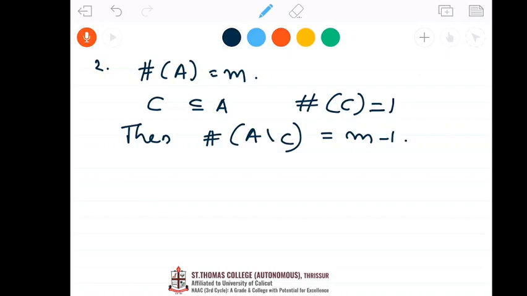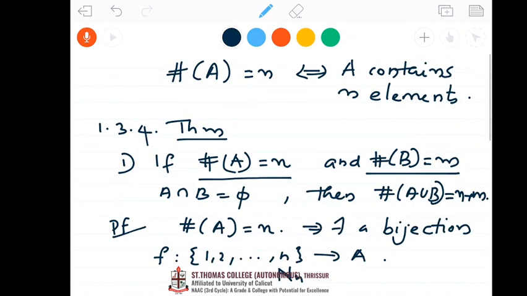The hint is that we can use the first part of the theorem. If you prove something, you can use it to prove the next result. How can we prove? In the first theorem, what we are talking about is two finite sets. Both of them should be disjoint, and we are talking about their union.